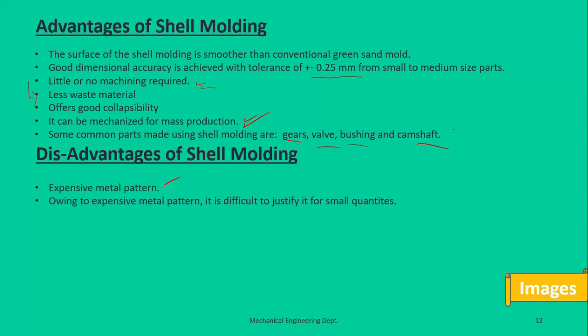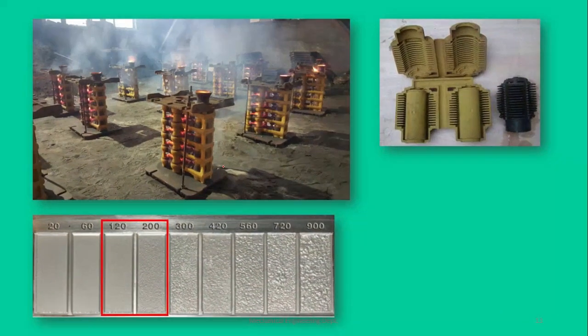And the few disadvantages that we have discussed: it utilizes a metal pattern, which is expensive, and owing to this expensive metal pattern, it is not justified for small quantities. So it is mostly utilized for large production. If we see here, they have a body with some fins, like a heat exchanger. You can see we have multiple shells here, and it is being cast.